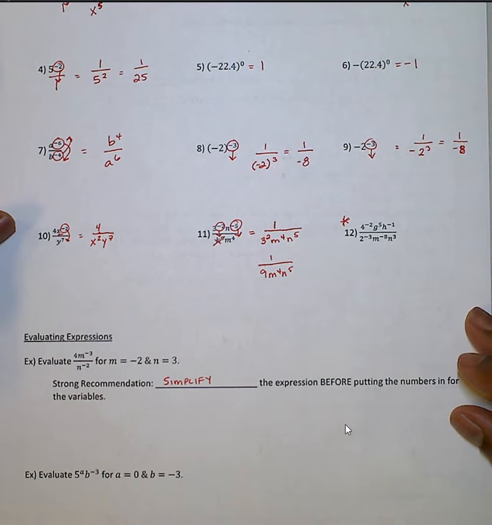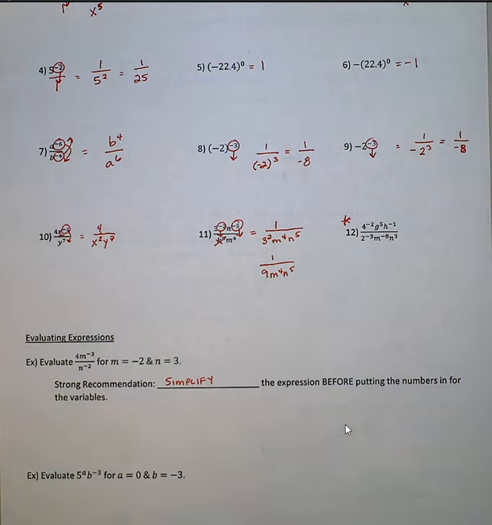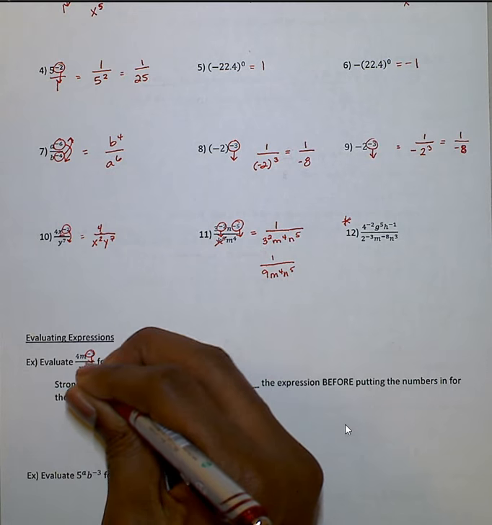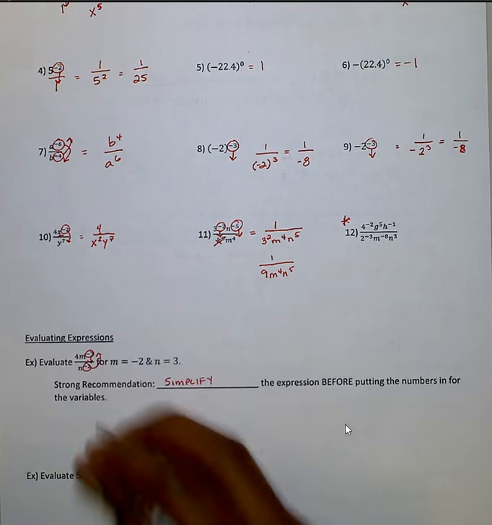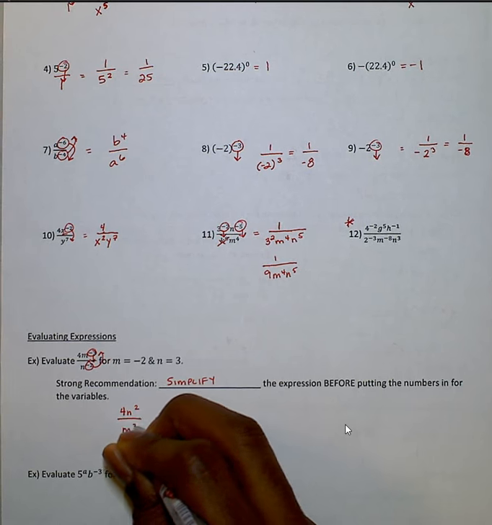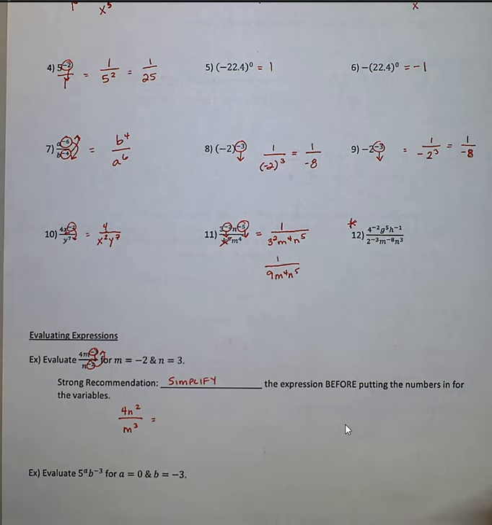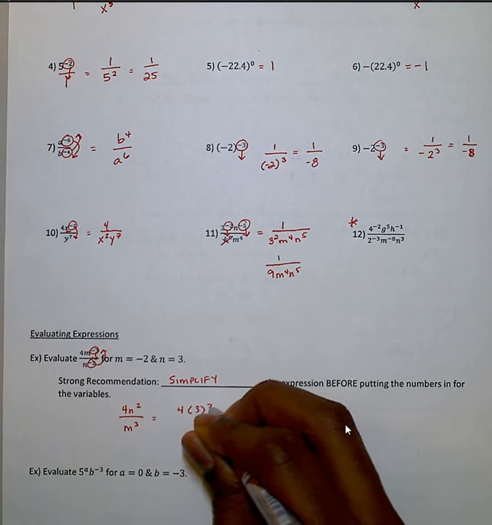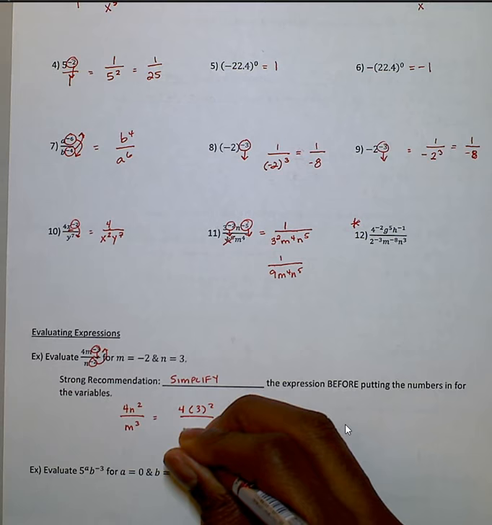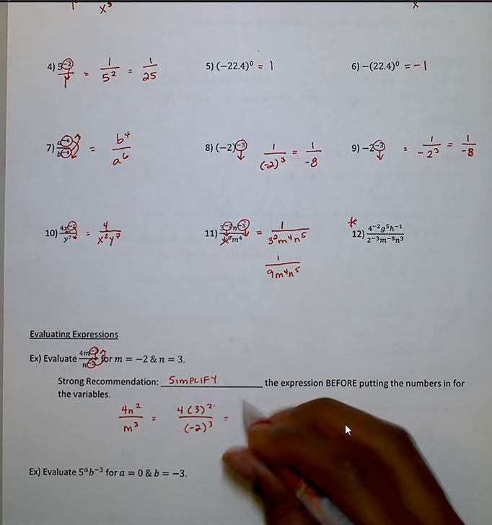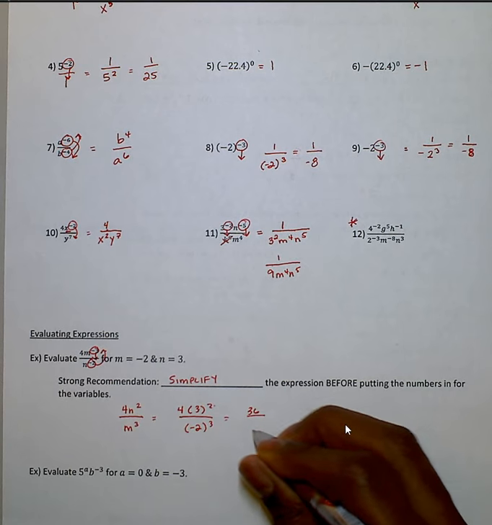So for this example, we have 4m to the negative third, n to the negative second. What we'll need to do before we start our work is simplify this. So I'm going to have to move that down, move this up. So I'll have 4n squared over m cubed. And now I'm going to plug in those values. 3 squared over negative 2 cubed. 3 squared is 9. 9 times 4 is 36. Negative 2 cubed is negative 8.